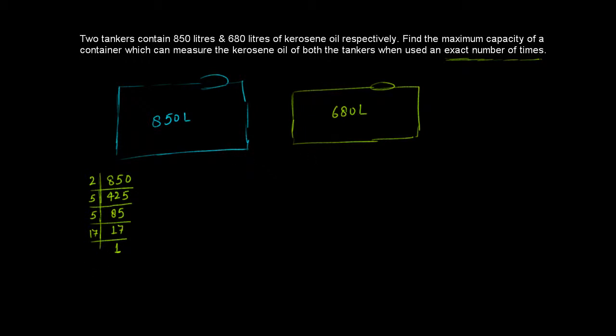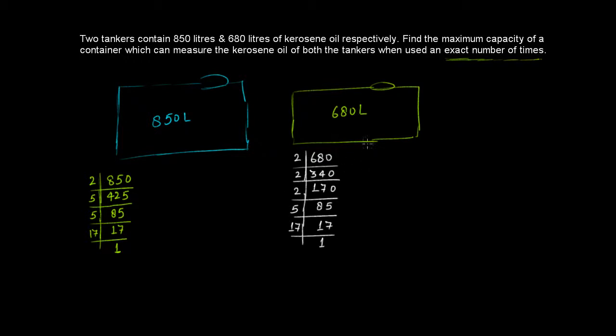What about 680? So 680 divided by 2 is 340, and then you have 2, and then you have 2 again, and then you have 85, which is divided by 5, so this will be 17, and this will be 17. Okay, now this is the prime factorization of 850. This is the prime factorization of 680.